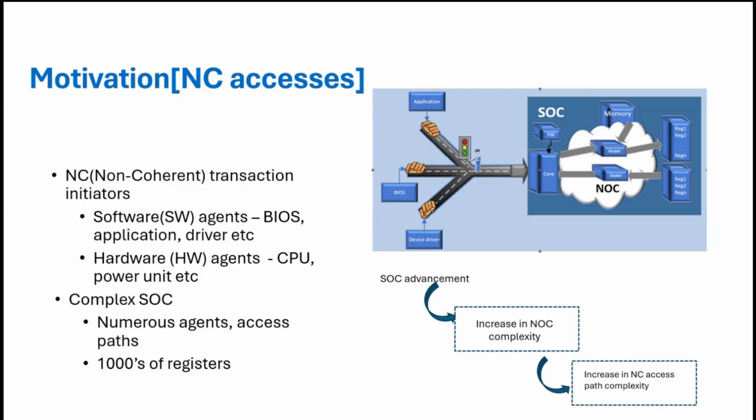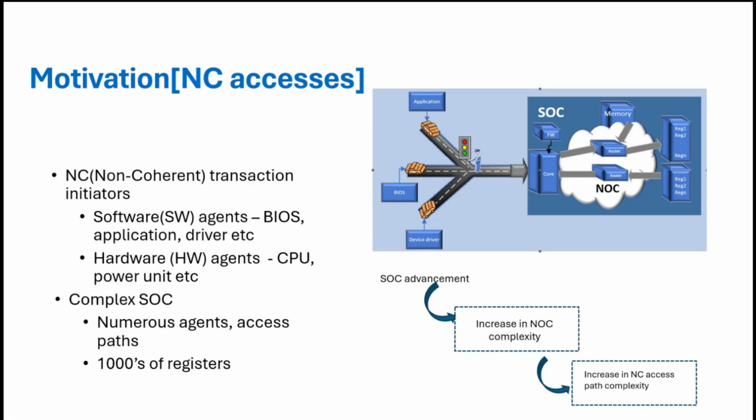So when we do any non-coherent transactions, the agents in perspective are software agents like BIOS, applications, application software, drivers, etc., or hardware agents like CPU. And whenever any agent wants to access a specific memory area or any register or stuff like that, it can only be allowed access to a specific register, for instance, if it has the permission to access that. Otherwise, it is not given any access.